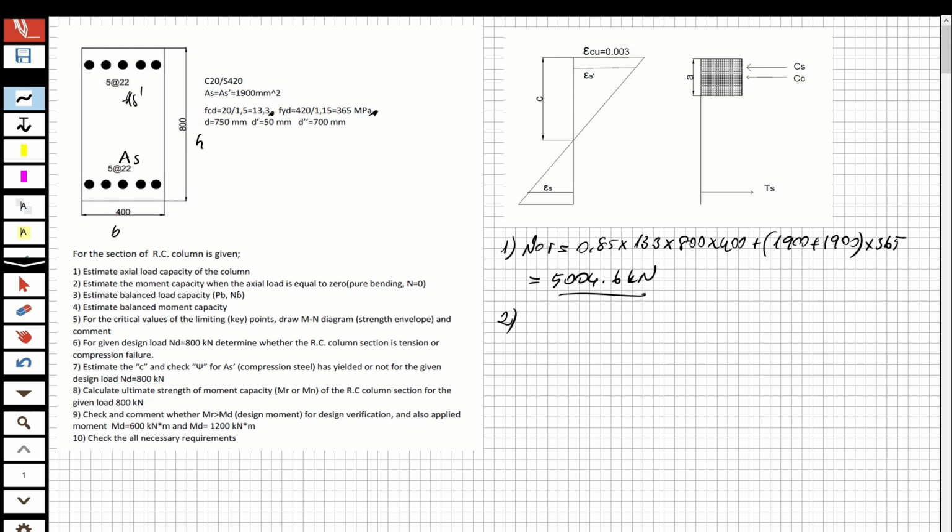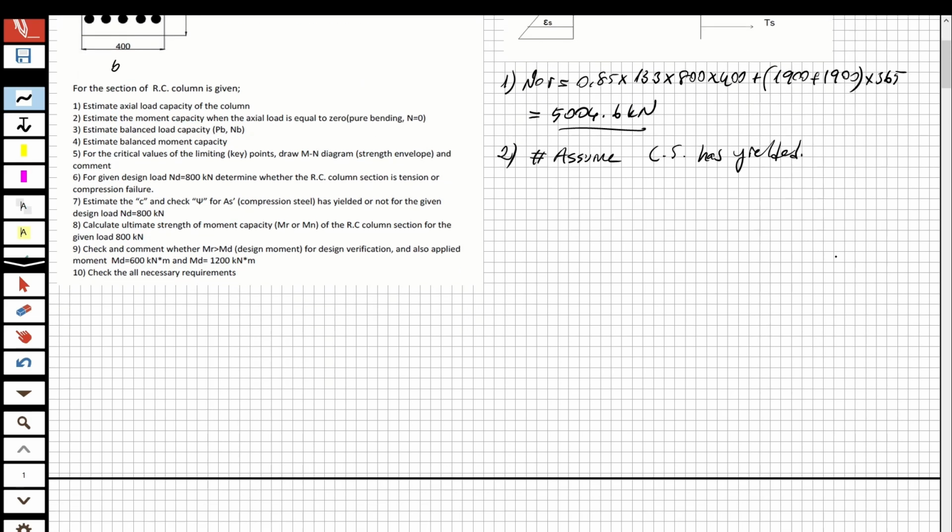Estimate the moment capacity when the axial load is equal to 0. Okay, so now the axial load is equal to 0. That means it is going to be something like this, and N is equal to 0. So if N is equal to 0, I'm going to make an assumption here, like we did before for the beam. Assume the compression steel has yielded, okay? So we're going to make a check, and then we're going to determine the moment of this cross section.